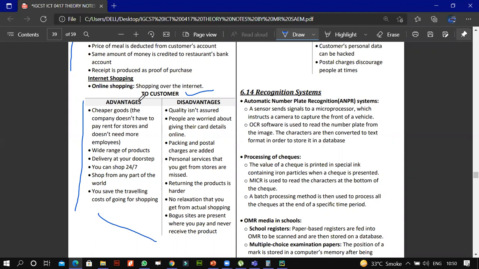What do you not have to do with online shopping? You don't have to go anywhere. Disadvantages, yeah. People can be worried about online shopping because of phishing, pharming. Hackers can get the details about it. At times, you don't get the same product you wanted to get. Bogus sites can never even deliver the product as well.